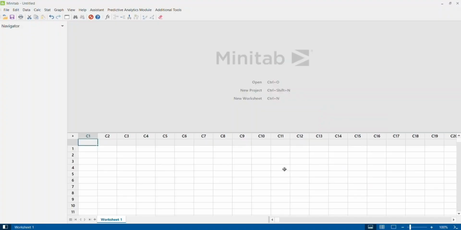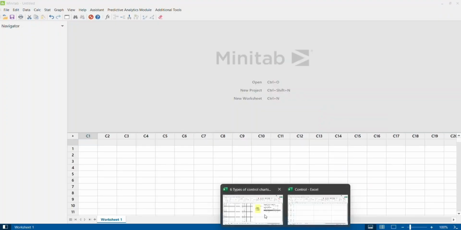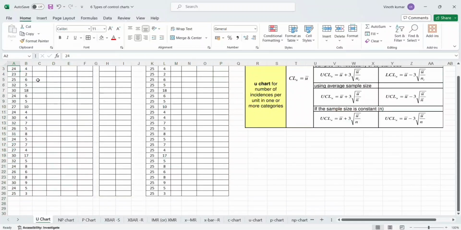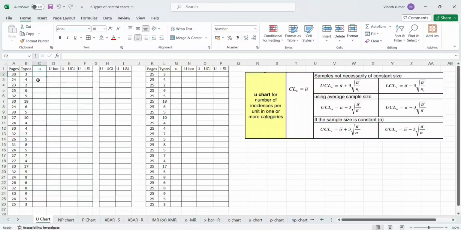Let's go to the data. I have my data in this file: number of pages converted and number of typo errors observed. The number of pages converted is not the same each day, it's changing. So it is not a fixed subgroup, it's a varying subgroup. Let's start. There are three formulas here. One is for a fixed subgroup, another is for a varying subgroup, and the third is, even in the case of a varying subgroup, how we can use the average as a method to arrive at a control limit. So there are three scenarios. Let's understand all three of them.